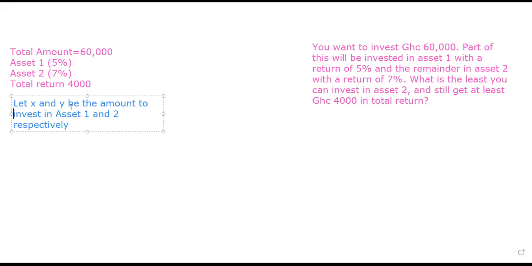So we know that if we are to invest X and Y in asset one and two, then the amount we invest in asset one and the amount we invest in asset two should be equal to 60,000. Do you agree? Because we have 60,000 to invest. Part will be invested in asset one and the remainder in asset two. So the amount we put in asset one plus the amount we put in asset two should give us 60,000. So I will say X plus Y is equal to 60,000. Do you agree? Yes, sir.